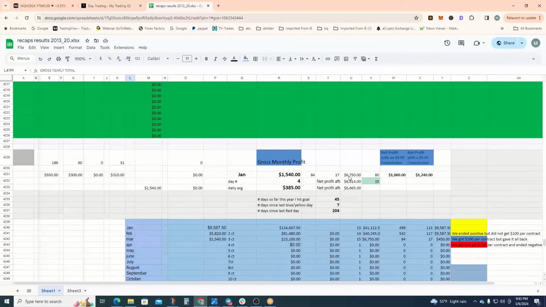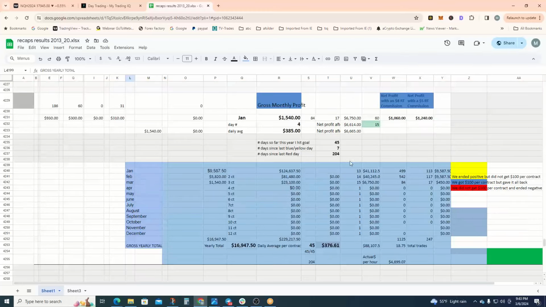So far this year, today is March 6th, quitting when I get the goal for the day, starting out with 13 contracts, I only had to work 18.75 hours this year, and I'm at $88,107. That's quitting when I get the goal for the day.